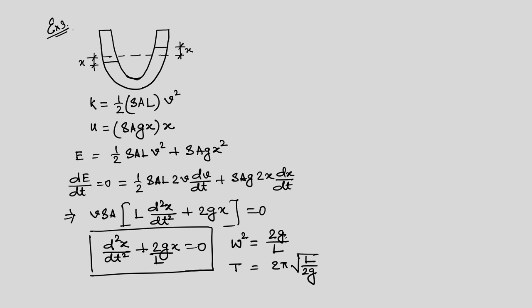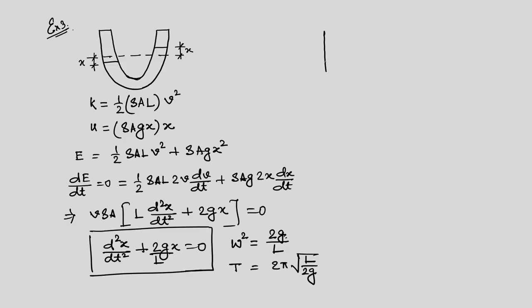Again, this example clearly tells us how we can use the energy principle to derive the equation of motion, which is the starting point for any vibration analysis. The question is, before we conclude today, where do we use this kind of device? Recall, we have already derived the equation of motion for a mass which is attached to a spring.